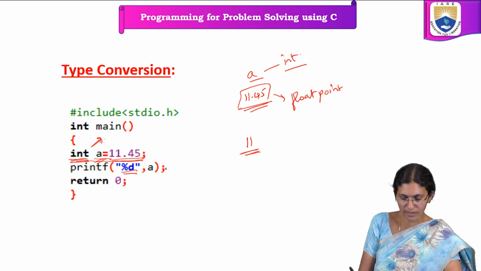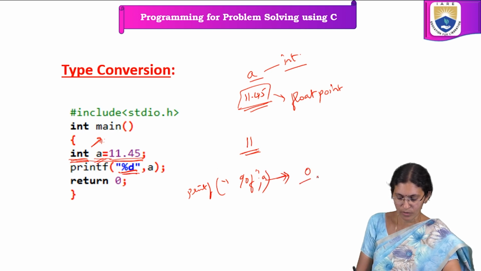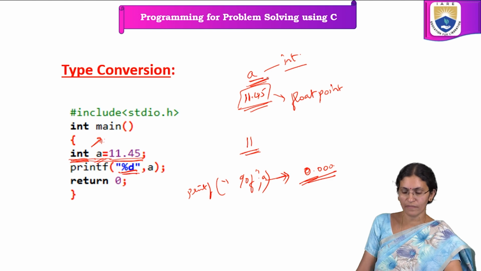Now if you try to print the same value of A by modifying the format specifier, and instead of %d you write %f, so the printf statement is printf %f comma A, the output will be 0.000. It will not print the value 11.45 which we have assigned, because we have assigned a floating point value, but while declaring we declared it as an integer variable. Therefore it will print only the integer value.